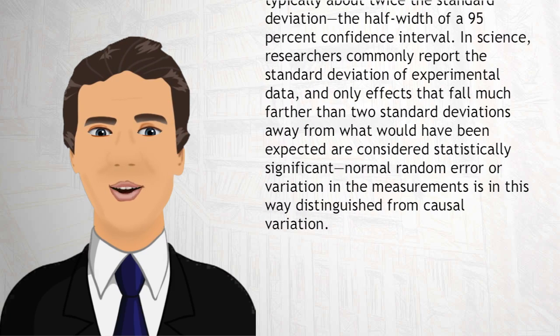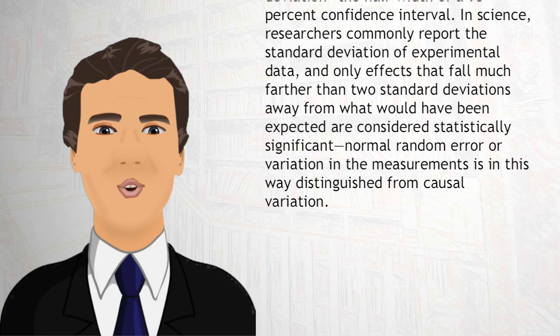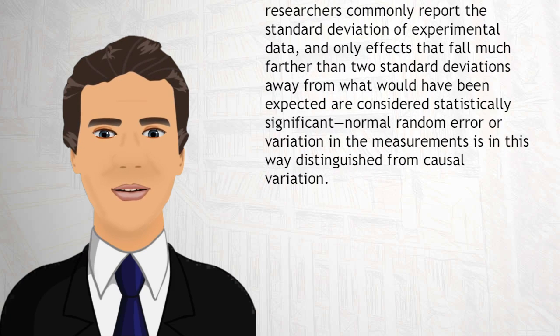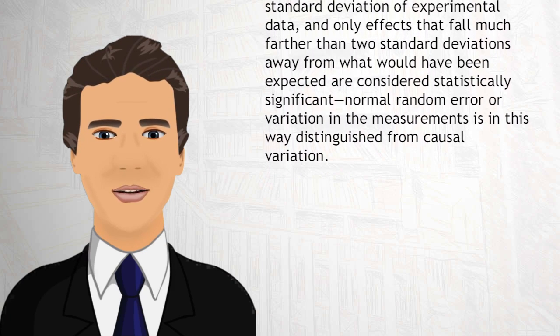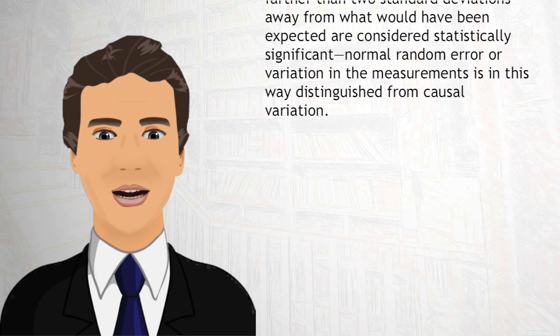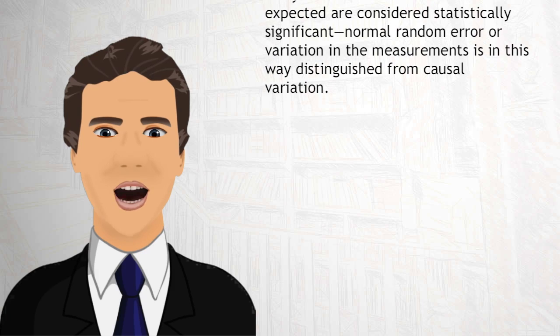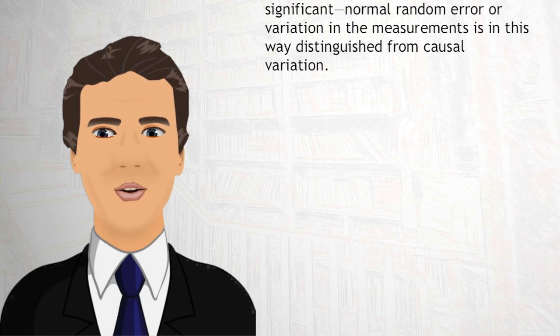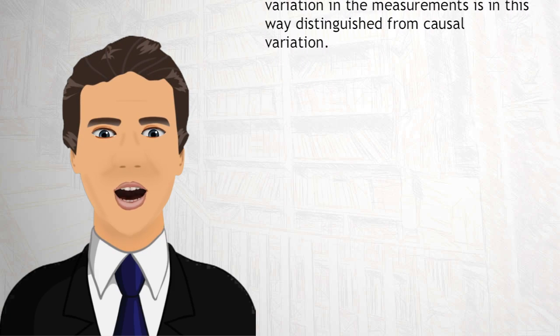In science, researchers commonly report a standard deviation of experimental data, and only effects that fall much farther than 2 standard deviations away from what would have been expected are considered statistically significant. Normal random error or variation in the measurements is in this way distinguished from causal variation.